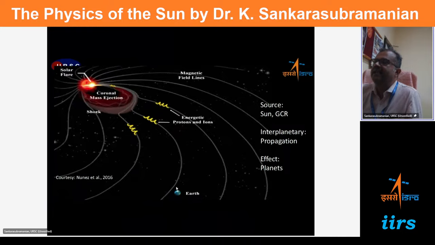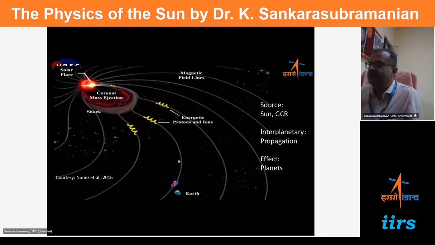And the population of the particles as well as the electromagnetic radiation in this region between the sun and Earth is mostly governed by the sun. And of course, there are some galactic cosmic rays which can come from other stellar sources. We also need to understand the propagation of these particles coming from the sun to Earth. They can get accelerated or decelerated depending on how the ambient medium behaves. And they also affect the Earth as a planet, as well as the other solar system planets in the vicinity.